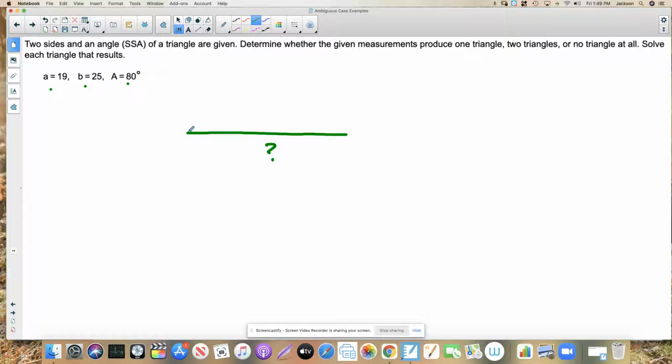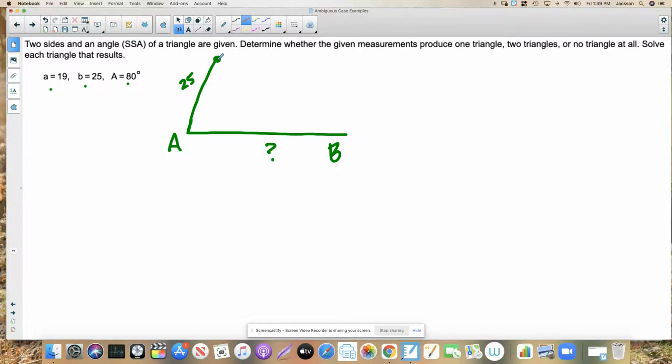Now think about an 80-degree angle, okay? Very steep, right? Not quite 90, but pretty darn steep. So if I'm going to call this angle A, and the side A is 19, I'm going to say this is side B, or angle B is going to be over here. So wherever this one stops, I'm going to have to connect down here. Side B is supposed to be 25. Side A is supposed to be 19, okay?